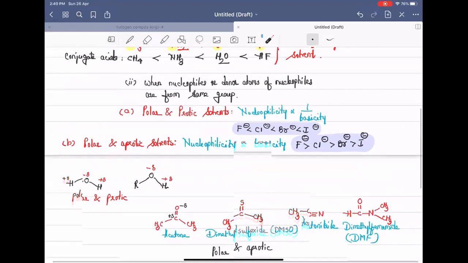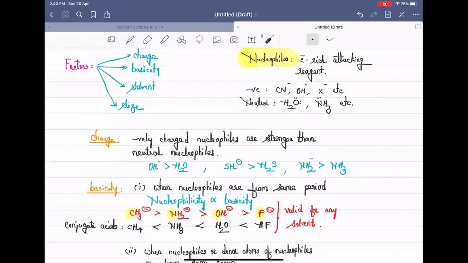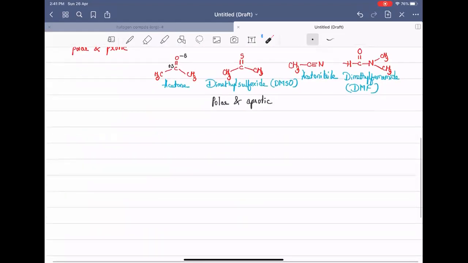So if you consider the factors for deciding the strength of nucleophiles, we've considered charge, we've considered basicity, and we've also considered the solvent and the importance of solvent in deciding the strength of a nucleophile based on its basicity. So these three parameters have been discussed. There's one more which is left, and that is the size. Here I'm going to put size, and let us understand what this means. The fourth parameter that we would talk about is the size. Now, the size of a nucleophile is considered only when nucleophiles are from the same family.